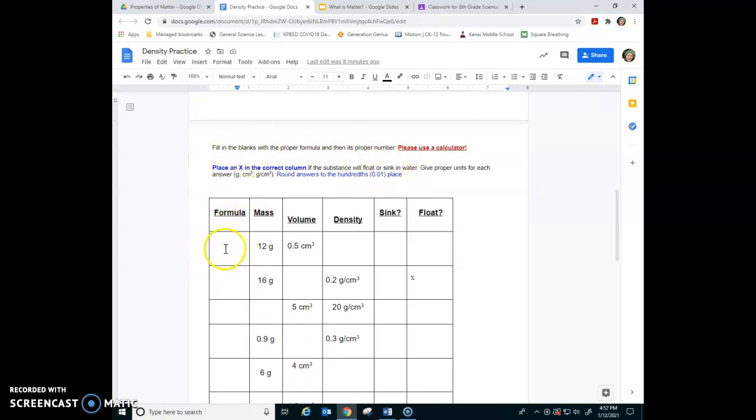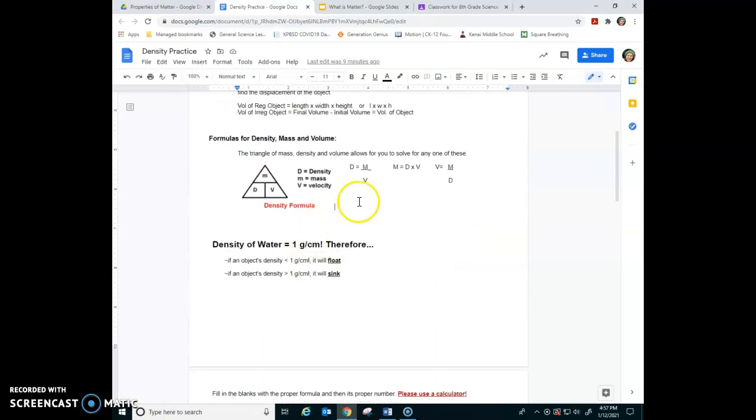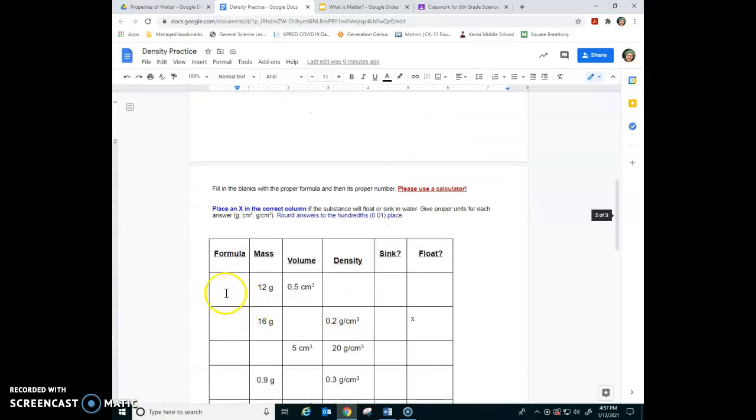So in here you're going to fill in the formula that you need and then you'll do the math. So yes, I want you to use a calculator. So I have mass for our first object. I have mass, I have volume, I need the density. Come back up here, what's my formula? Density is mass divided by volume. So that's what you'll type in here. D equals M over V, or divided by V. Backslash works just as well.